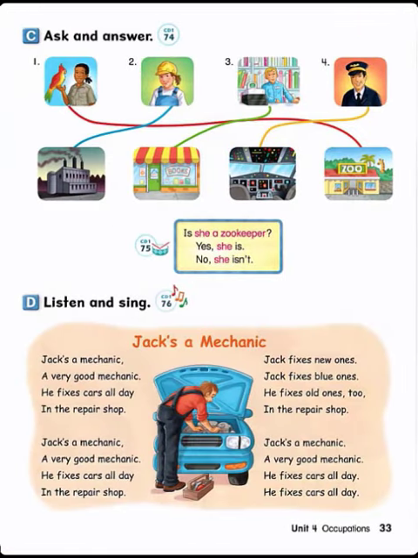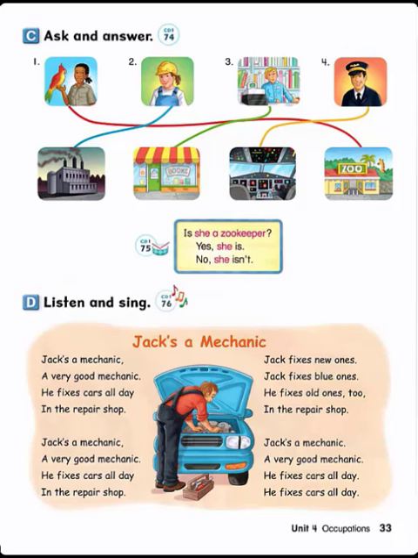Page 33. C. Ask and answer. Number 1. Is she a zookeeper? Yes, she is. Is she a sales clerk? No, she isn't. Number 2. Is she a factory worker? Yes, she is. Is she a pilot? No, she isn't.